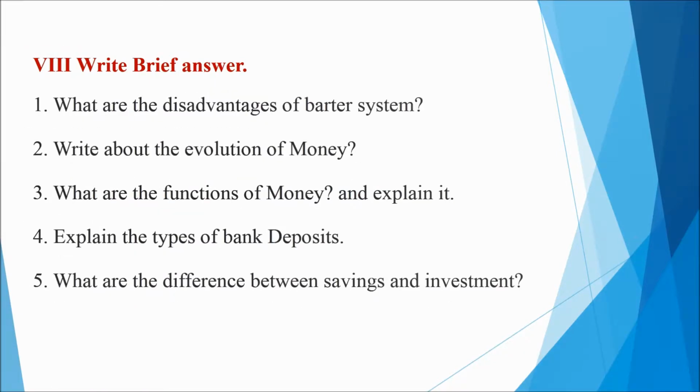Roman letter 8. Write brief answer. Question number 1. What are the disadvantages of the barter system? Question number 2. Write about the evolution of money. Question number 3. What are the functions of money, and explain it. Question number 4. Explain the types of bank deposits. Question number 5. What are the differences between savings and investment?